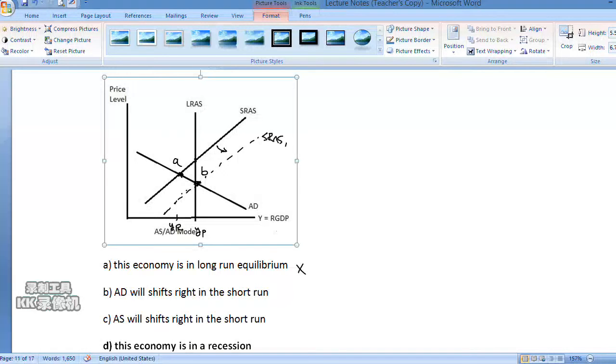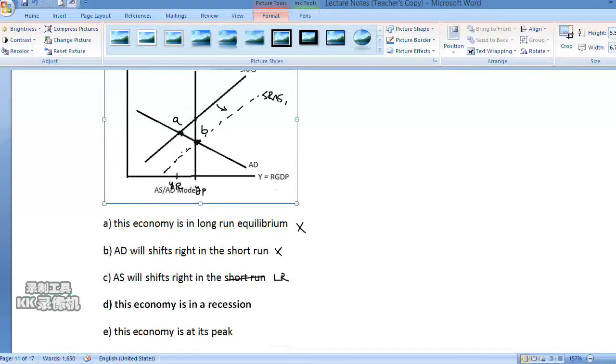AD curve shifts right in the short run. That is not true. AS curve shifts right in the short run. That is not true. Only in the long run will the AS curve shift to the right. This economy is in a recession. That is true. This economy is at its peak. That is not true. So the correct answer is D.